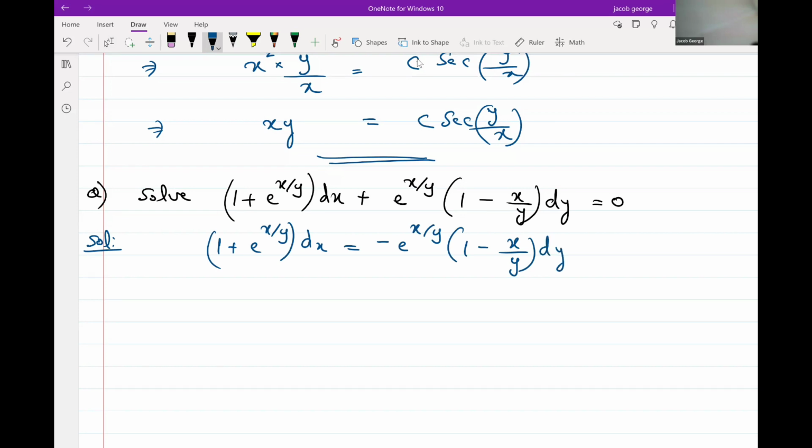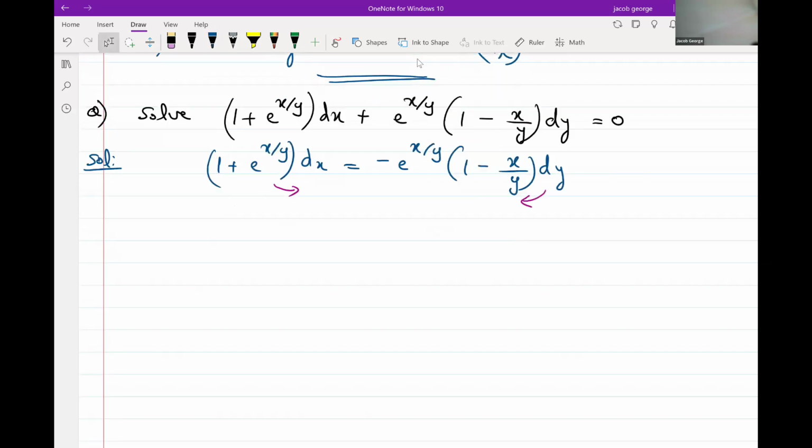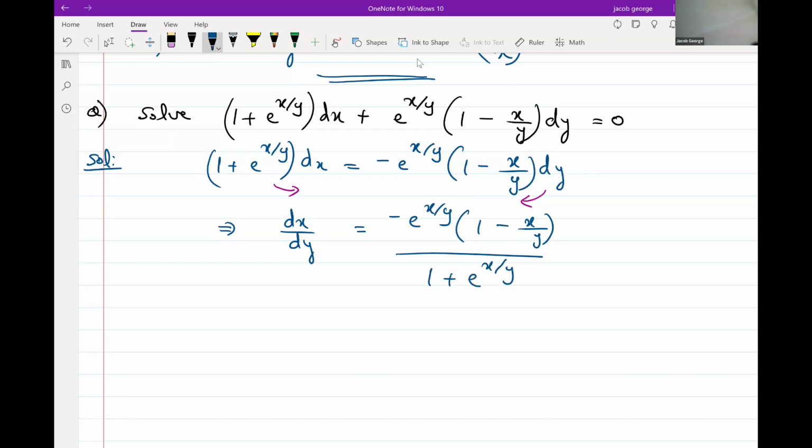So then what should be the left hand side? dx by dy. So we take dy to the other side and 1 plus e raised to x by y to the right side. So we get dx by dy is equal to minus e raised to x by y into 1 minus x by y upon 1 plus e raised to x by y. All of you understood this term? This is a homogeneous differential equation of type 2.